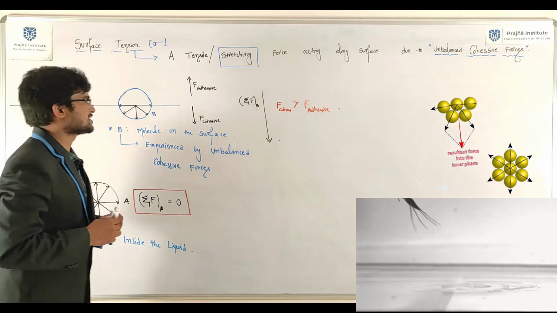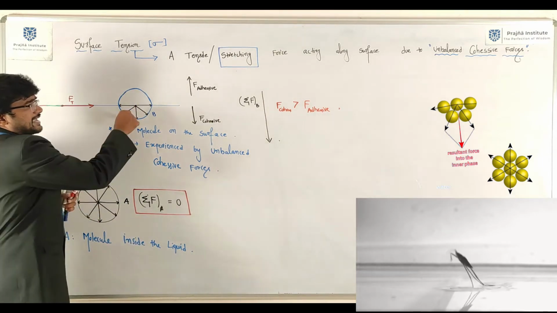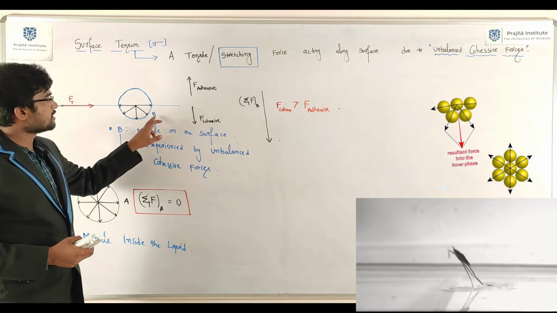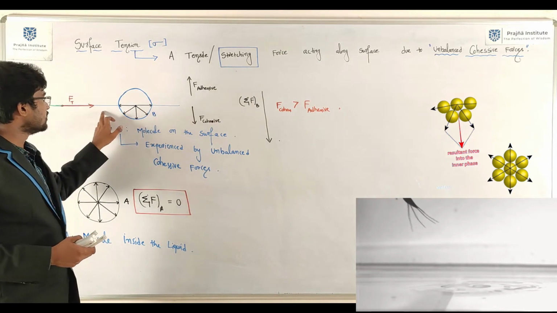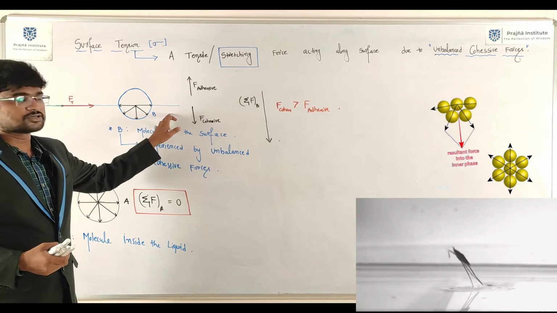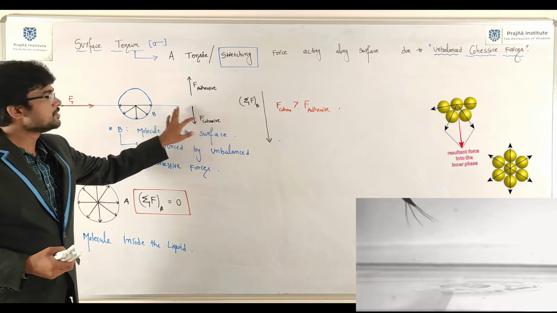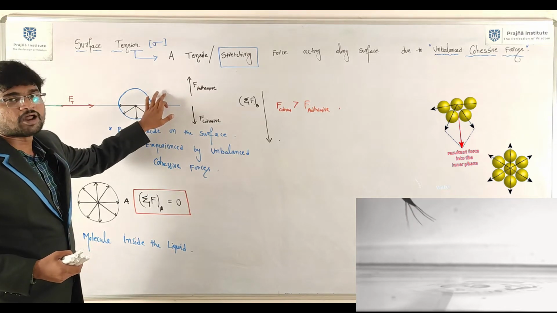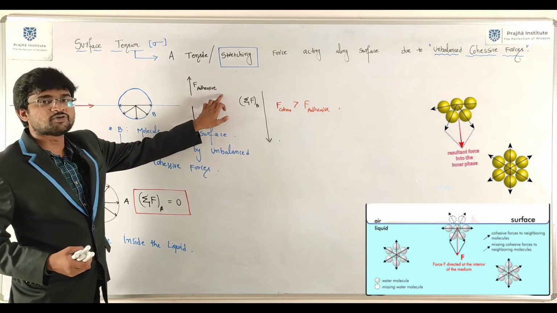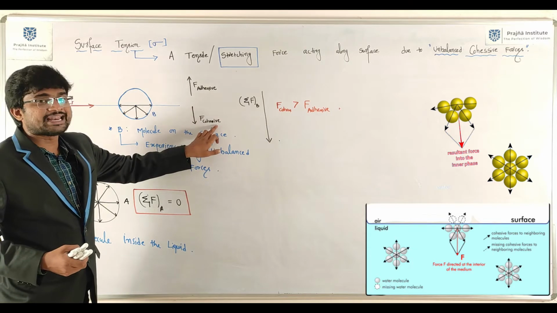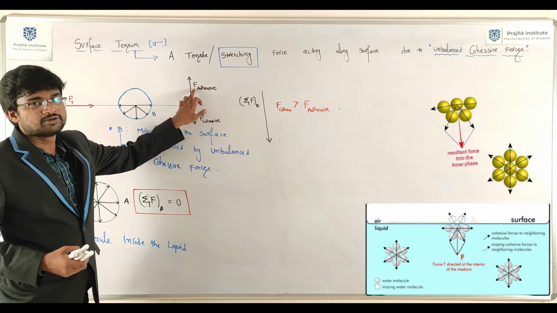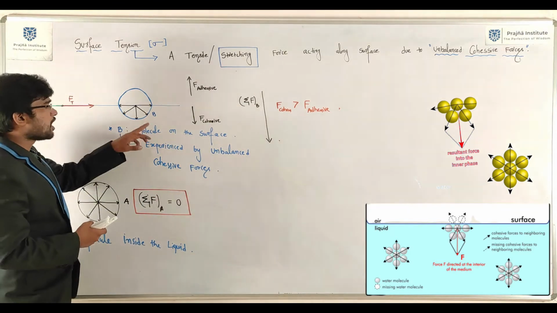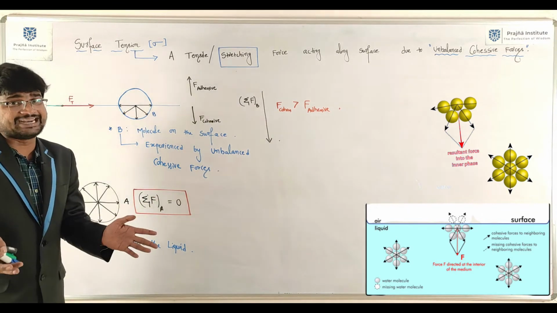It is very simple actually. Molecule B experiences two types of forces. One is the force of attraction between the molecule B and the surrounding fluid molecules. That is called cohesive force. The other is the force of attraction between the molecule B and the surrounding air molecules. That is adhesive force. F cohesive is greater than F adhesive. That is why the net force acts in the downward direction. Okay? So the molecule B is not in equilibrium condition.